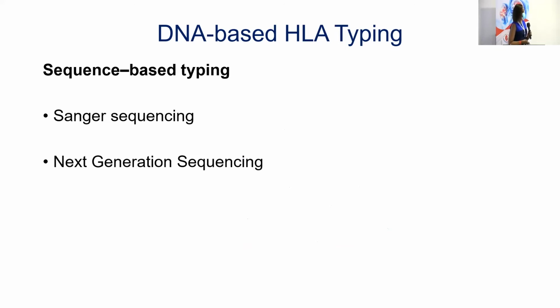The third method of typing is sequence-based typing. These are preferable for bone marrow transplant programs. And there are different methodologies. There's Sanger sequencing, there's next generation sequencing. The West is now moving to what we call third generation sequencing.